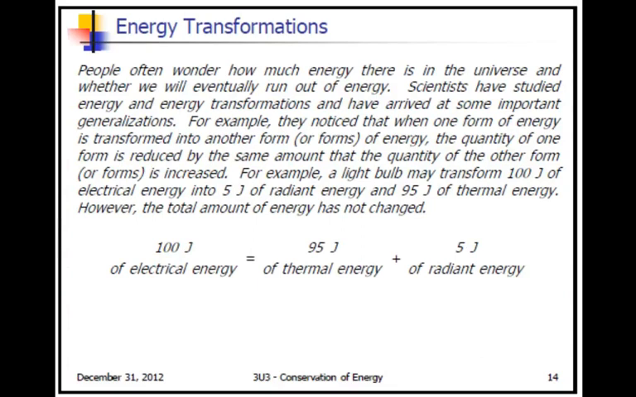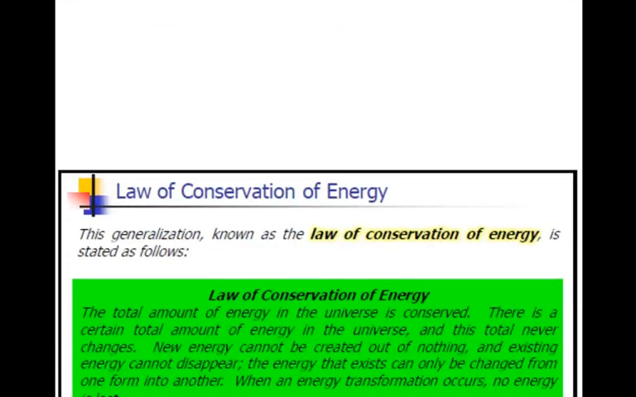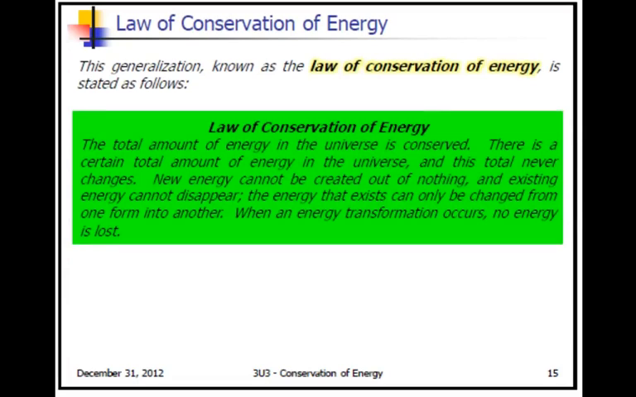People often wonder how much energy there is in the universe and whether we will eventually run out. Scientists have studied energy and energy transformations and have arrived at some important generalizations. For example, they noticed that when one form of energy is transformed to another, the quantity of one form is reduced by the same amount as the quantity of the other form. So a light bulb might transform 100 joules of electrical energy into 5 joules of radiant energy and 95 joules of thermal energy. However, the total amount of energy has not changed. This is an example of the conservation of energy. So we've determined that energy is always conserved.